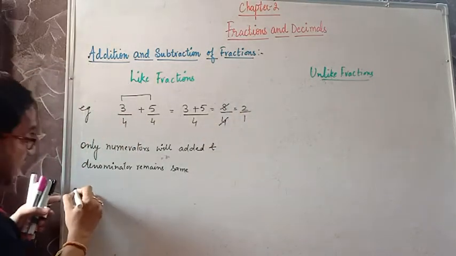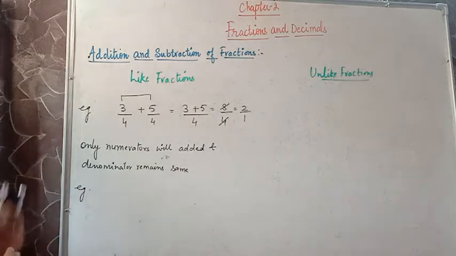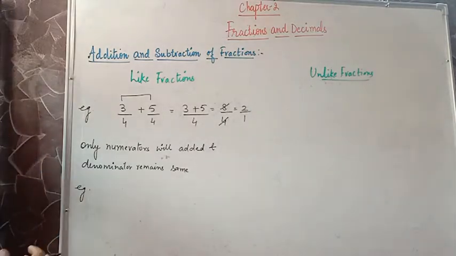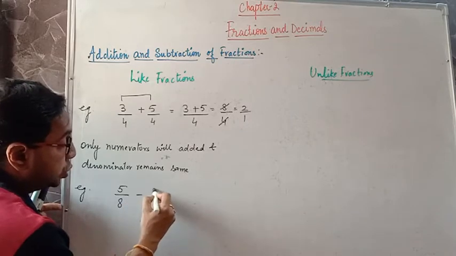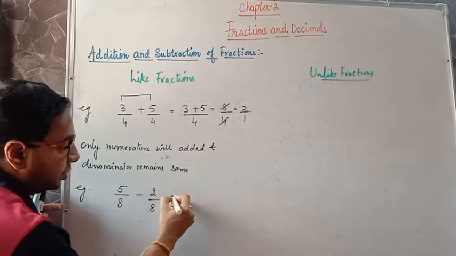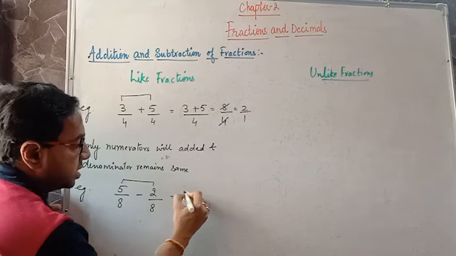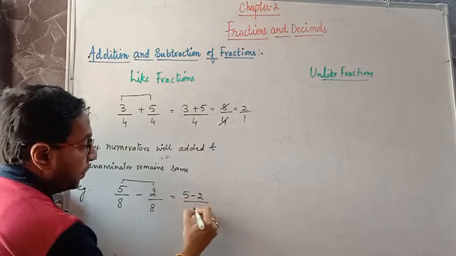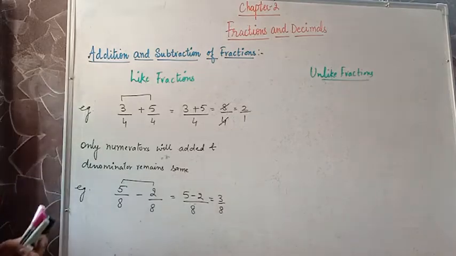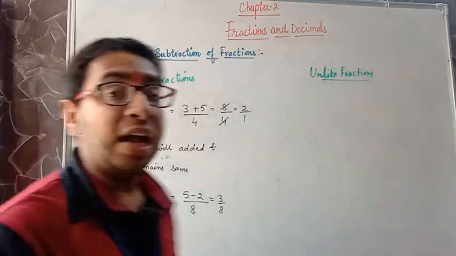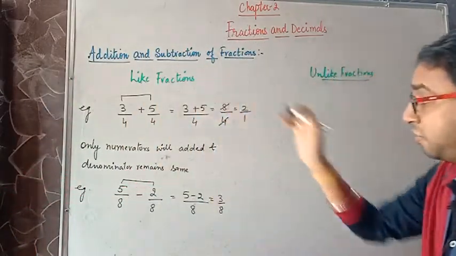Next, let us see one example of subtraction, then how to subtract. Let me take 5 by 8 minus 2 by 8. Again, same thing, we will subtract the numerators, that is 5 minus 2 upon 8 as it is. 3 by 8 is the answer. Are we clear? How to add and subtract like fractions.